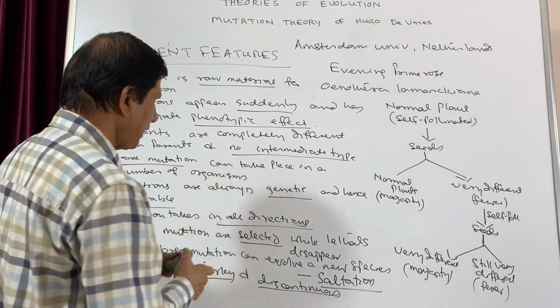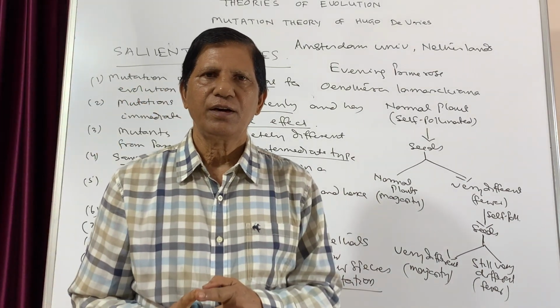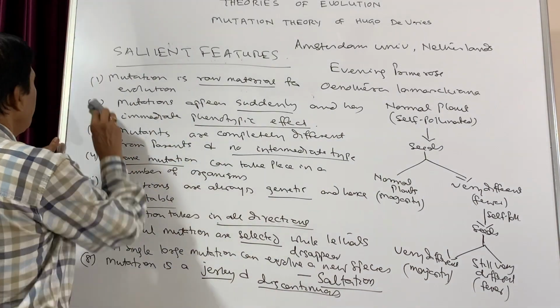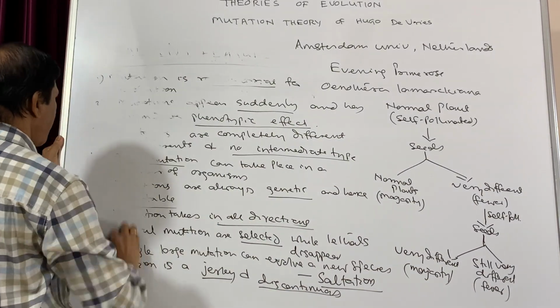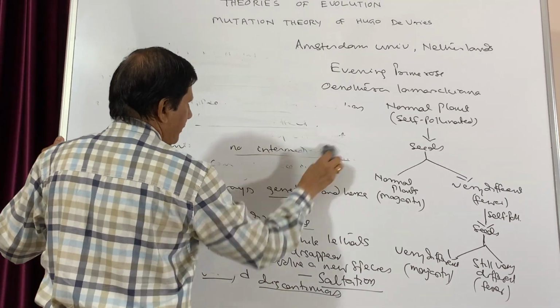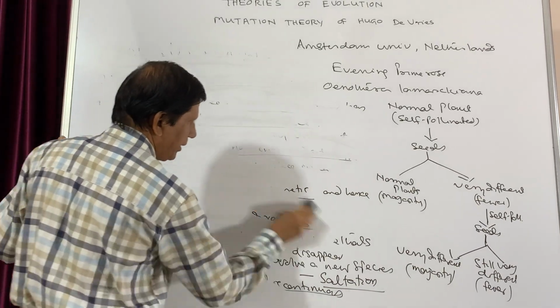Now the next thing that we'll discuss is what are the evidences to support this mutation theory of de Vries. So next we'll discuss the evidences in support of the theory.